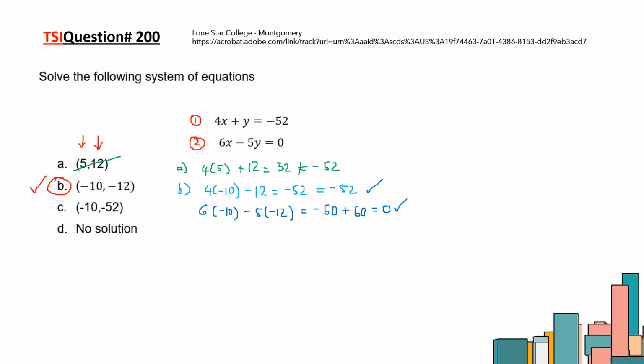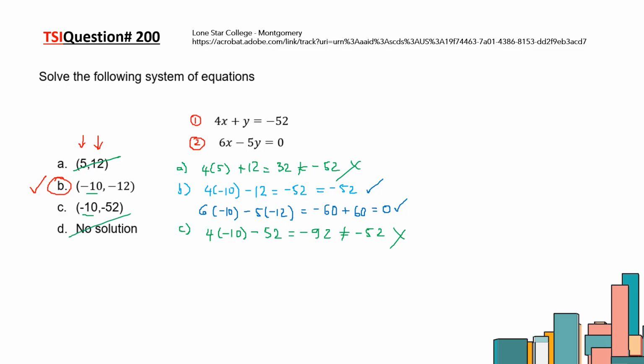Now, if you want to make sure that your algebra does not have any errors, you can check C as well. You know that when you plug in negative 10 into the first equation it works, right? So 4 times negative 10, and then you minus 52. This one is negative 40 minus 52, which is negative 92. It's different from negative 52, so C is not the correct answer. And of course we already found B is the solution, so D is not the correct answer.